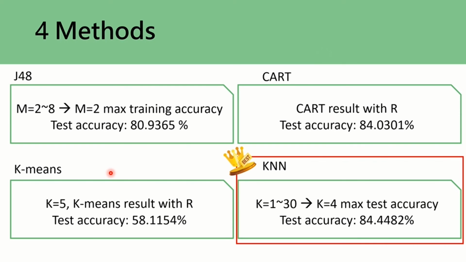In K-means results with R, when K is equal to 5, the test accuracy is 58.1154%. In KNN, I chose K equal to 4 because of highest test accuracy. Finally, I found KNN has the highest test accuracy.